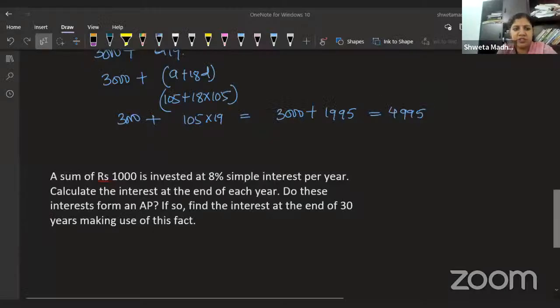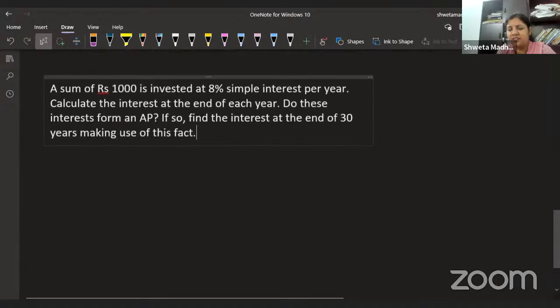So here in this question, a sum of ₹1,000 is invested at 8% simple interest per year. Calculate the interest at the end of each year. Do these interests form an AP? And if so, find the interest at the end of 30 years, making use of this fact.